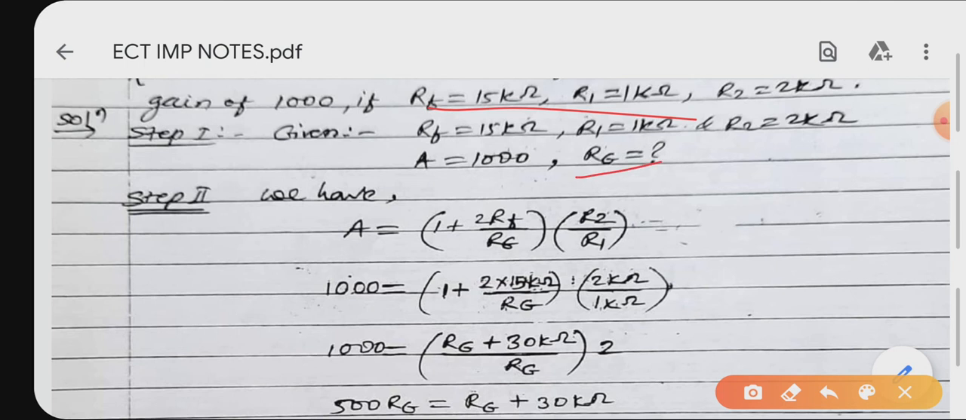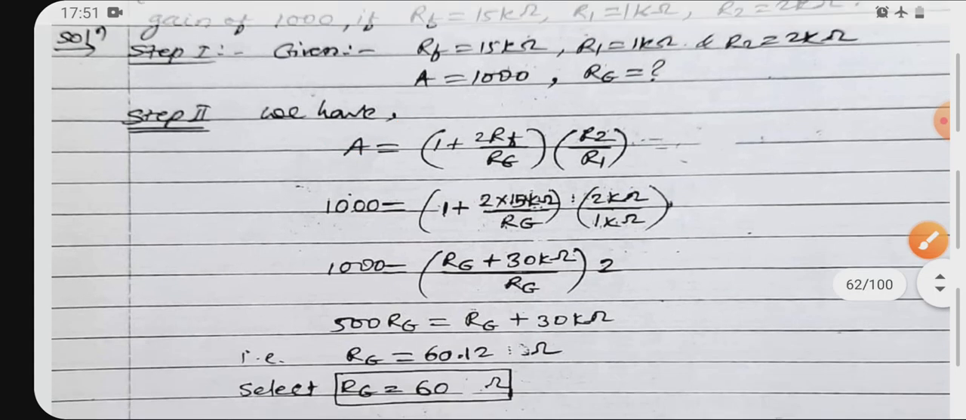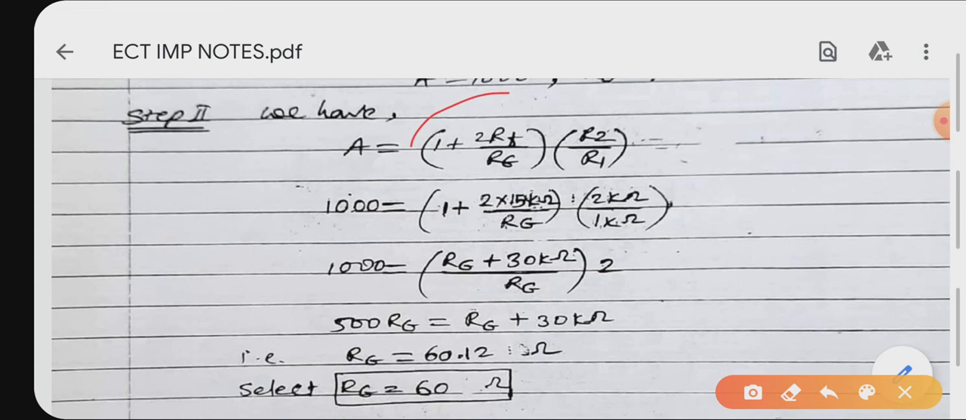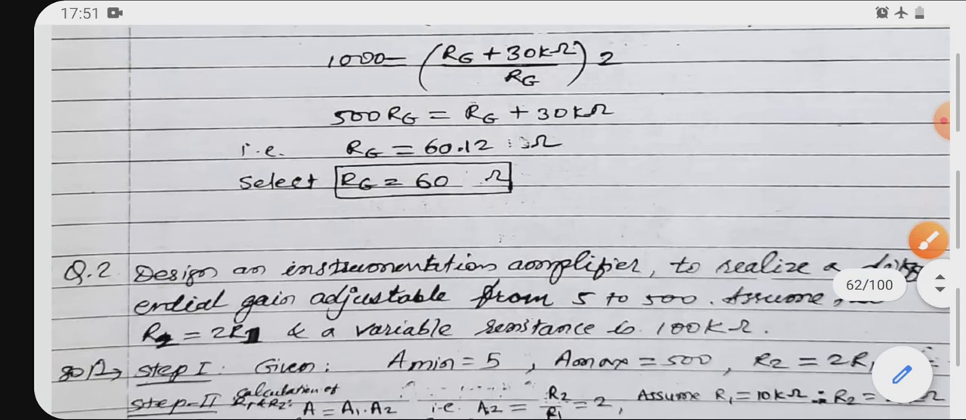Okay. So you know the formula, A is equal to this standard formula, which is multiplication of gain of first stage into gain of second stage. This is the gain of non-inverting amplifier, and this is the gain of differential amplifier, second stage. So keeping all the values, you will get the value of RG as 60.12, and you can select the standard value of 60 ohm. Okay, that's it.